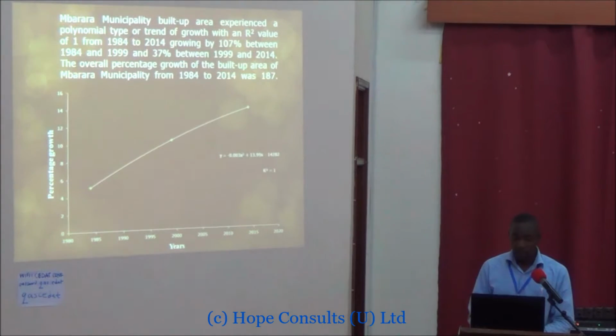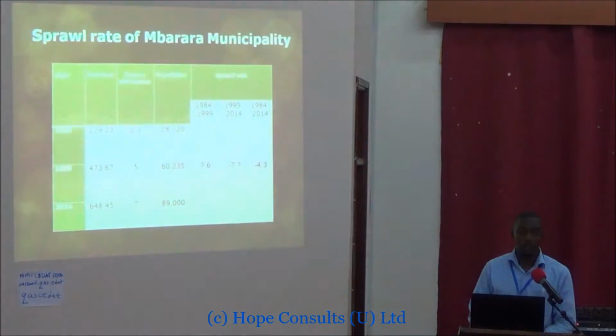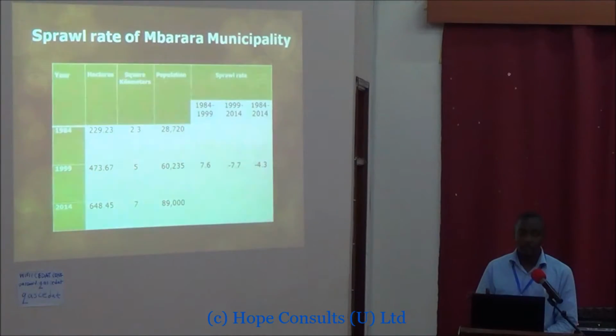So before I go further, this curve describes the growth in percentage, how Mbarara municipality has been growing over time. That is a polynomial curve, and there was a slight dip in growth between 1999 and 2014. Further in my research, I noticed that it was because of the enforcement of environmental laws. That is why it dipped a bit. That was the polynomial kind of growth.